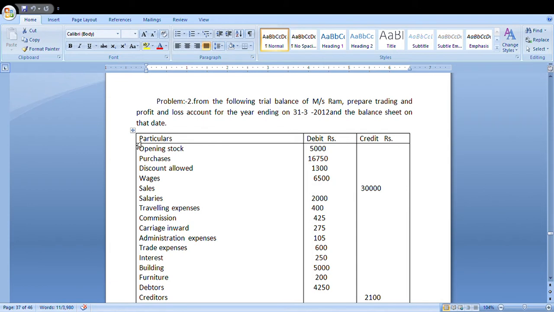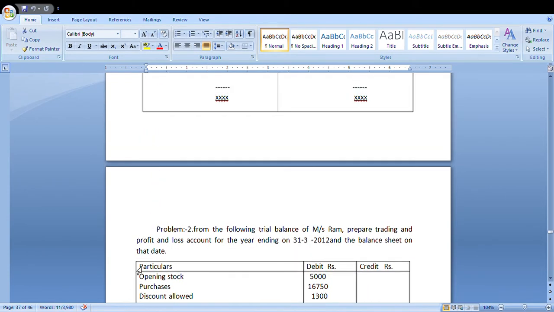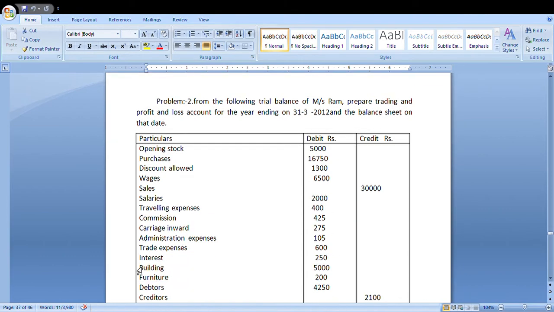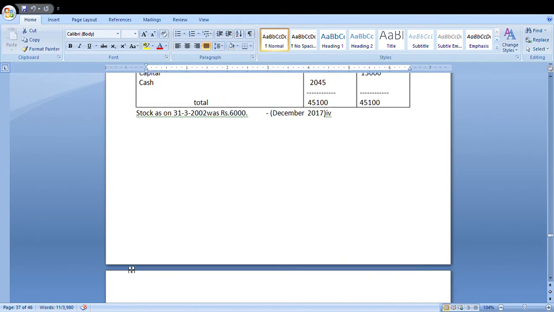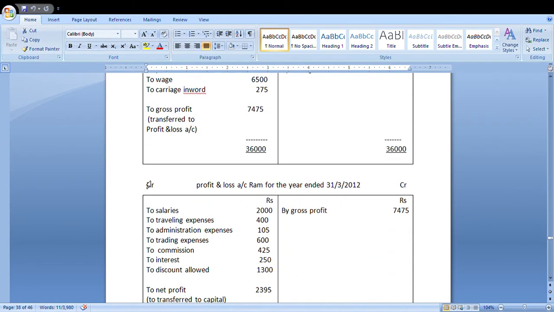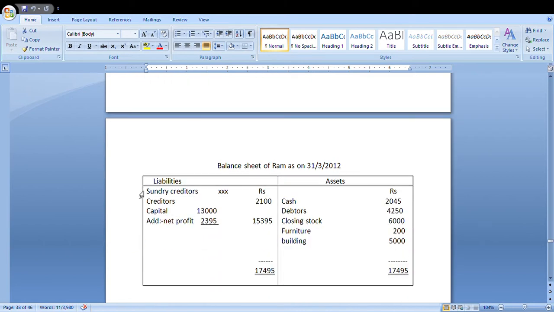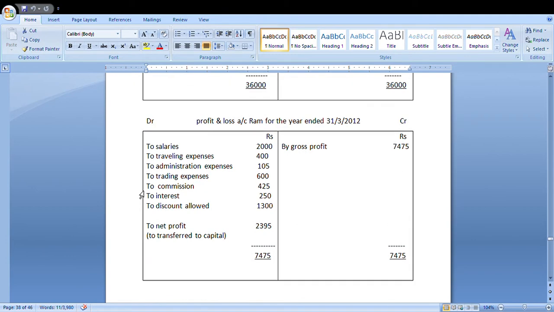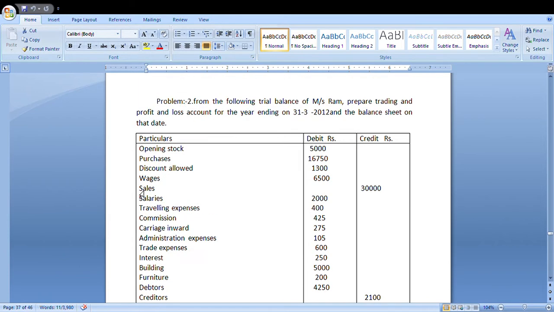This problem is based on preparing final accounts. There are three statements. One is the trading account, the second one is the profit and loss account, and the third one is the balance sheet. In these three statements, all the items in this problem are entered.